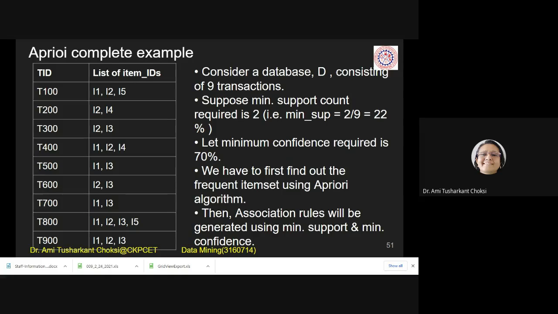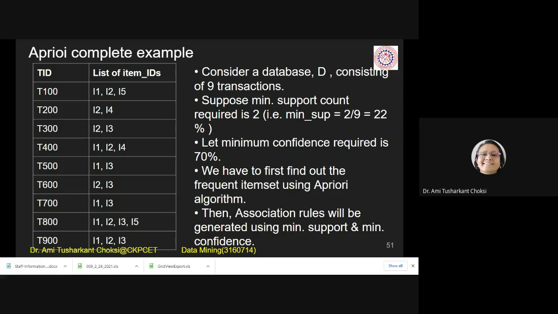We can have the idea. Fine. So the same problem statement I have taken here. Fine. Now consider a database D, whatever is given here, consisting of 9 transactions. Suppose minimum support count required is 2. For this particular example, if it is given that support count required is 2.